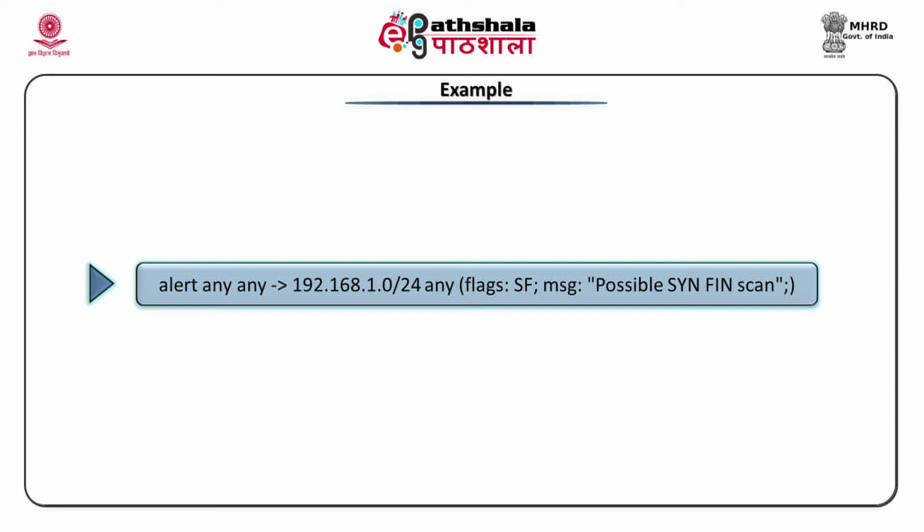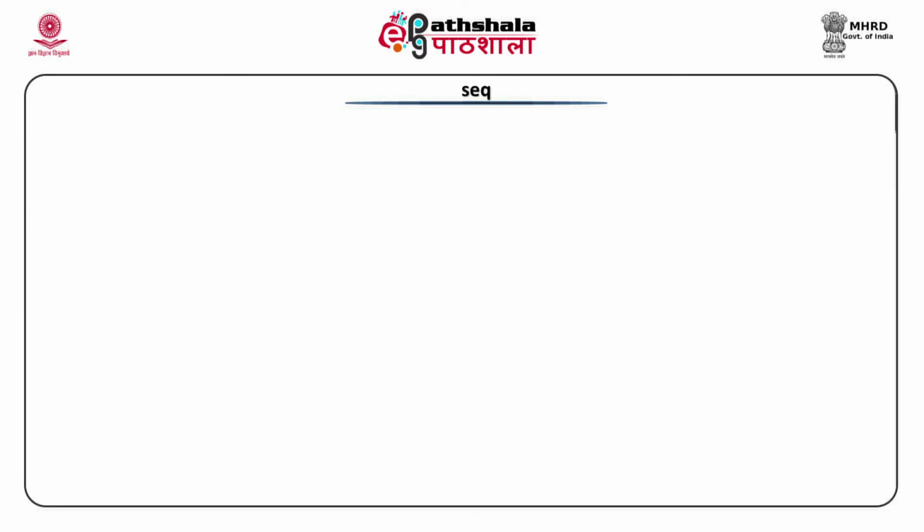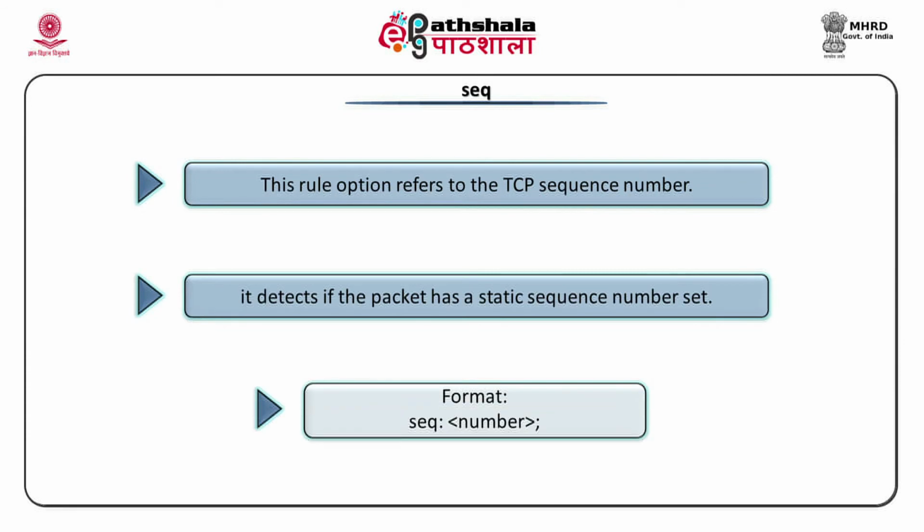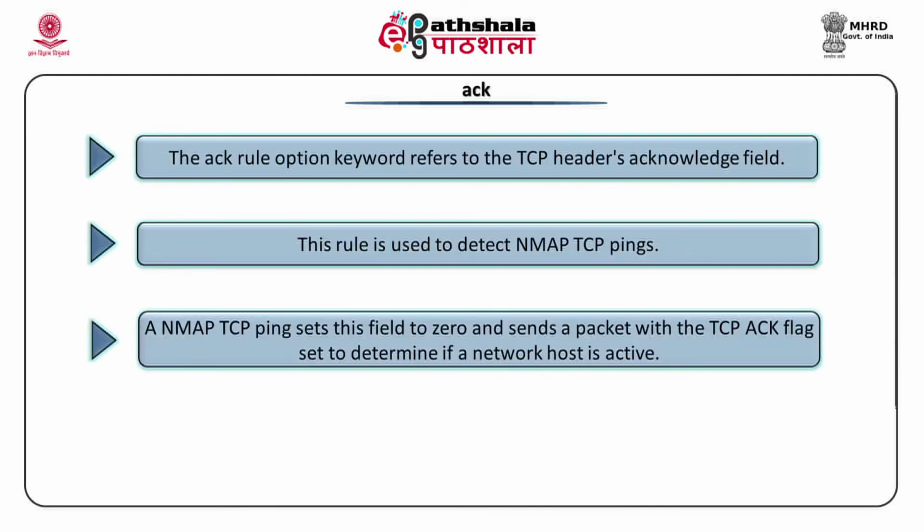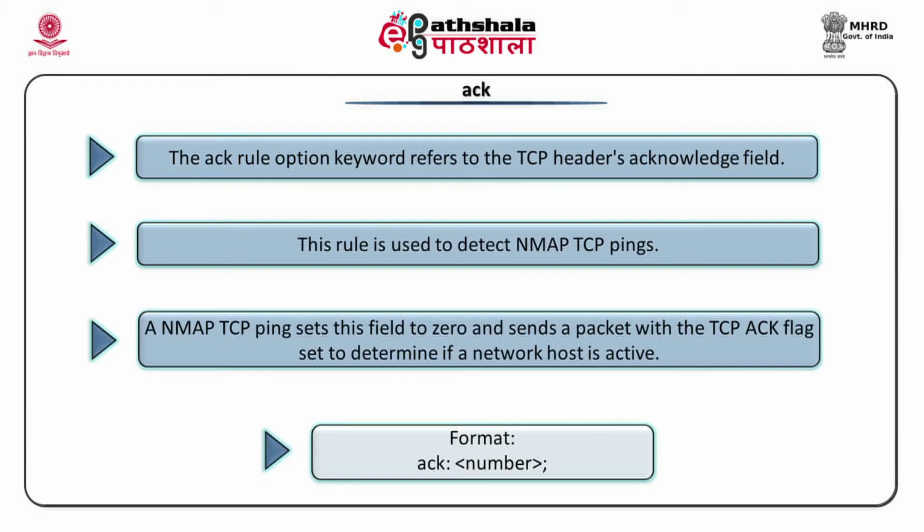There are 8 flags associated with TCP: FIN, SYN, RST, PUSH, ACK, URG, reserved bit 2, reserved bit 1. These flags can also be checked through the Snort rule. Example is alert any, the direction sign, destination specified by 192.168.1.0/24, destined for any port, but flags set are S and F. So, S is related to SYN and F is related to FIN. So, if SYN and FIN flags are set, then this rule will possibly send an alert.